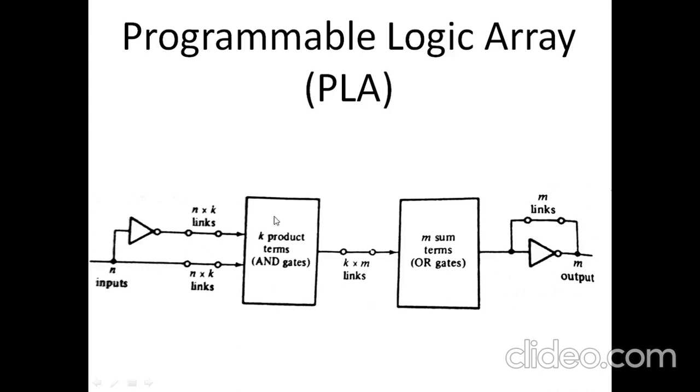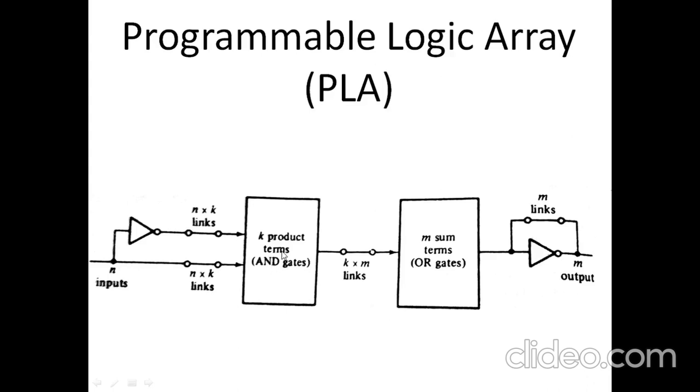So the next block is k products. We have a set of k AND gates in a PLA. Just like in ROM, if n were the inputs, then 2 raised to power n were the AND gates in the decoder. But here we have k AND gates or k product terms. The value of this k is normally less than or equal to 2 raised to power n.